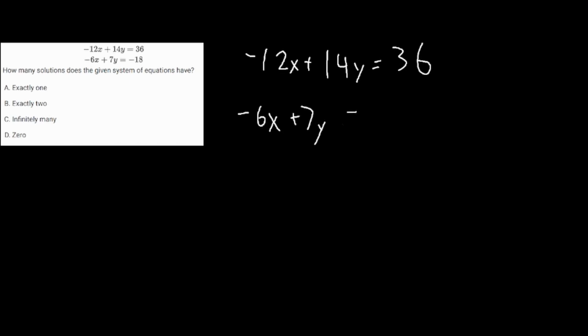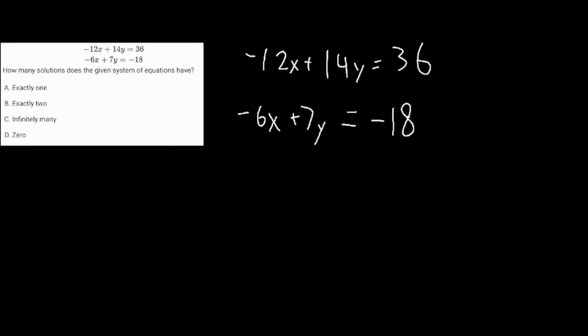Okay, so just looking at this, it seems like a pretty standard system of equations problem, except instead of asking us to solve for a certain variable, it is asking how many solutions there are to the given system. So, just looking at the system, we are told that negative 12x plus 14y is equal to 36, and that negative 6x plus 7y is equal to negative 18.